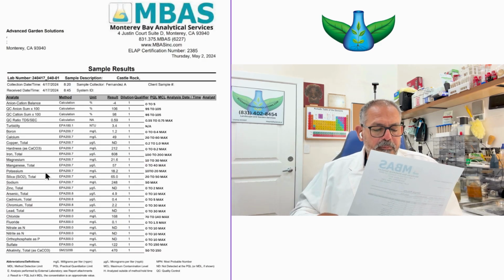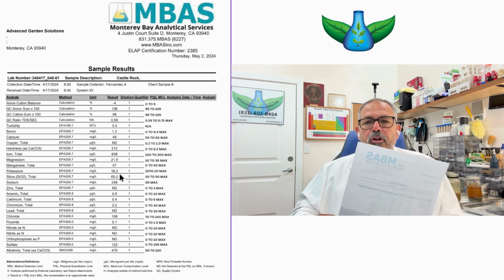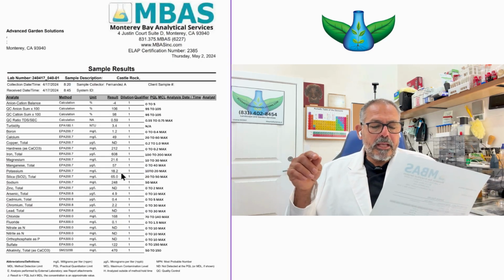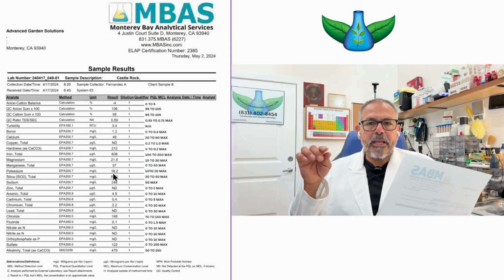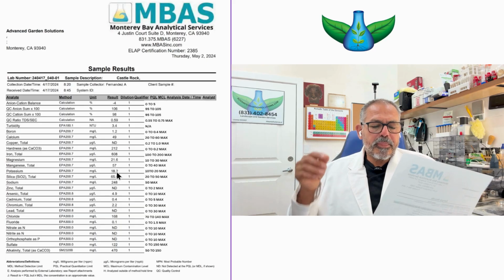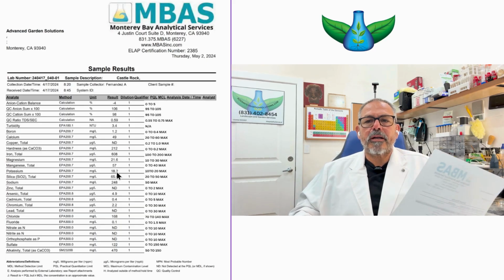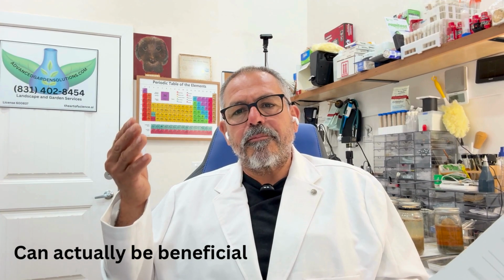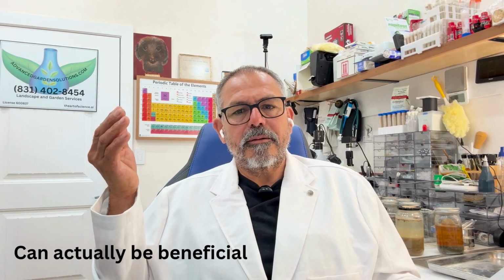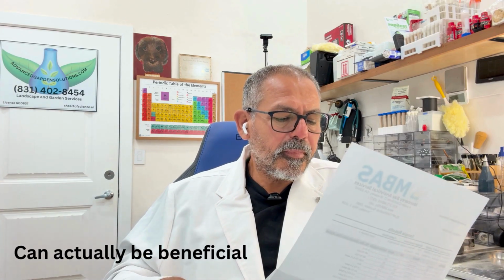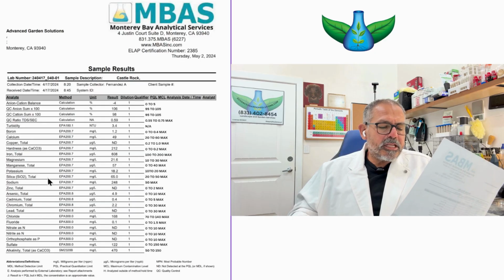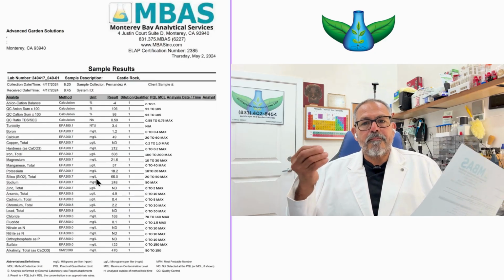Next is potassium. Potassium should normally be between 10 and 20 parts per million. And in this case, we have 18.2 parts per million, which is good. Potassium dissolved in water can be beneficial because potassium is an important plant nutrient. Now let's look at silica. Silica is one of those micronutrients that can benefit plants.